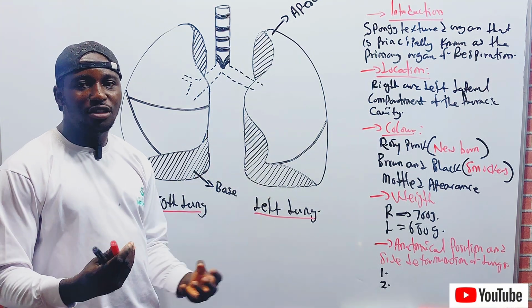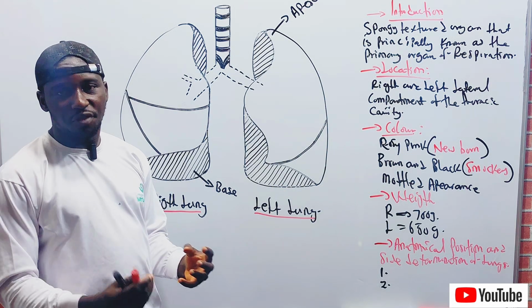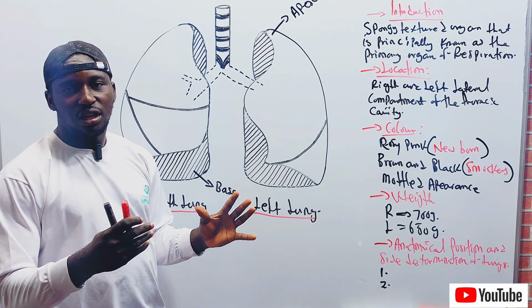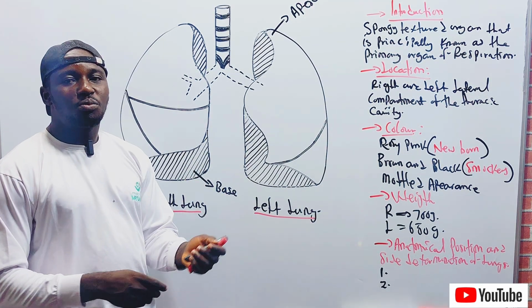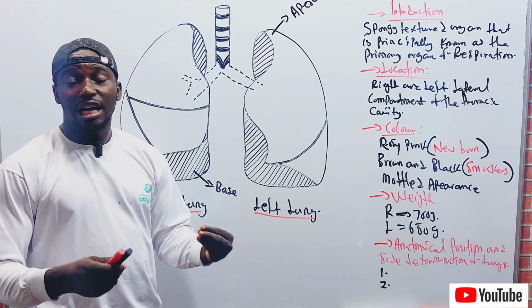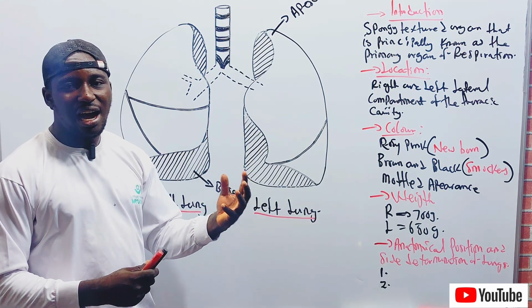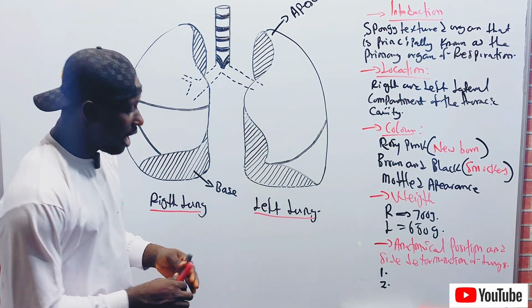Again, we talk about their surfaces. The convex costal surface is directed outward, while the flat medial surface presenting the hilum is always directed inward.